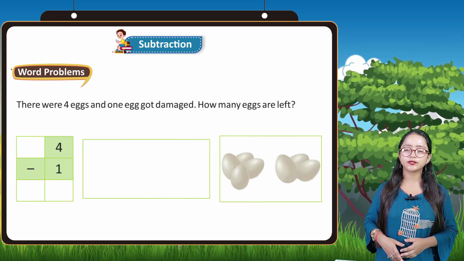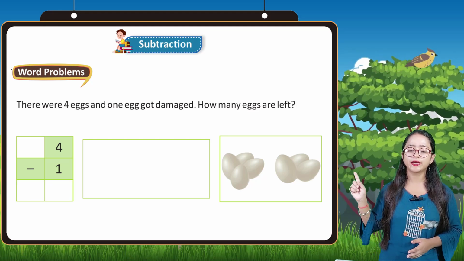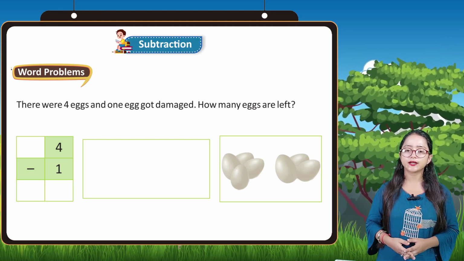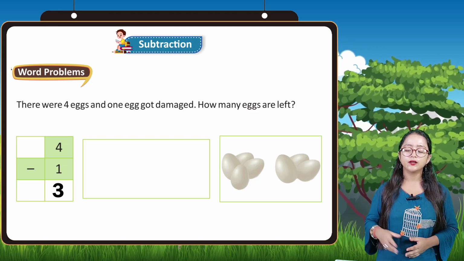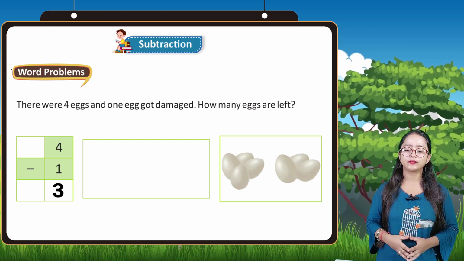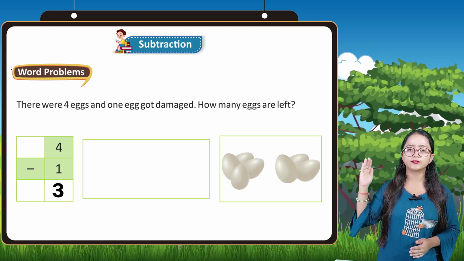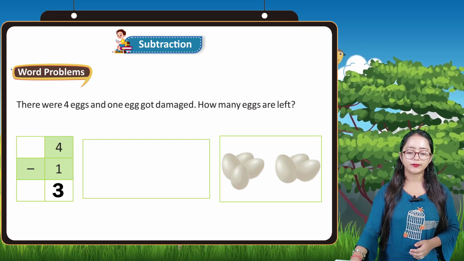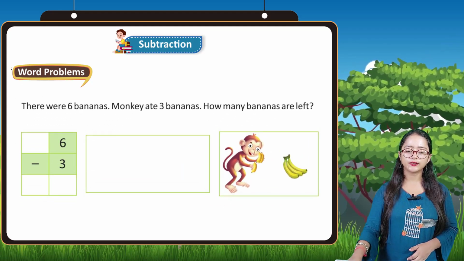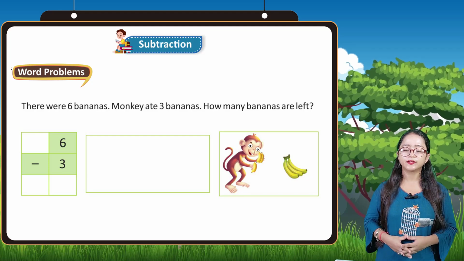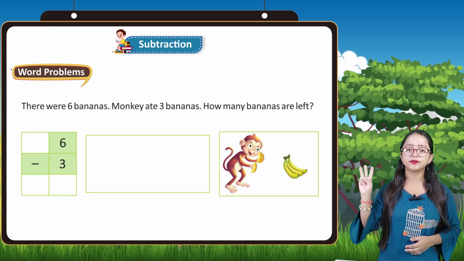Now next question: there were 4 eggs and 1 egg got damaged. How many eggs are left? So first you have to write down the total number of eggs, that is 4. And the damaged egg, that is 1. Now the number of eggs left, that is 4 minus 1. That means the answer will be 3. So write down 3.